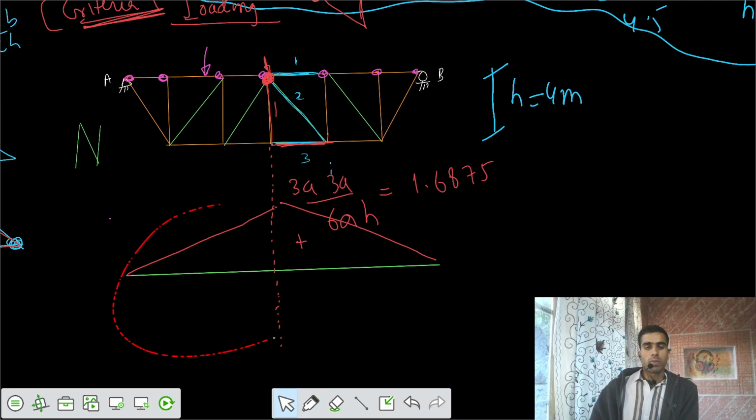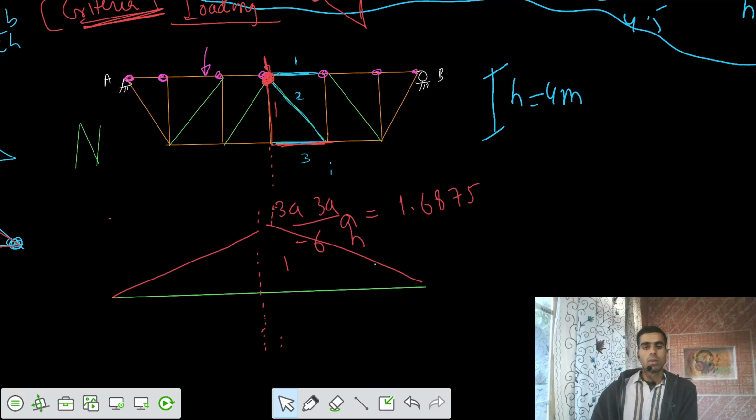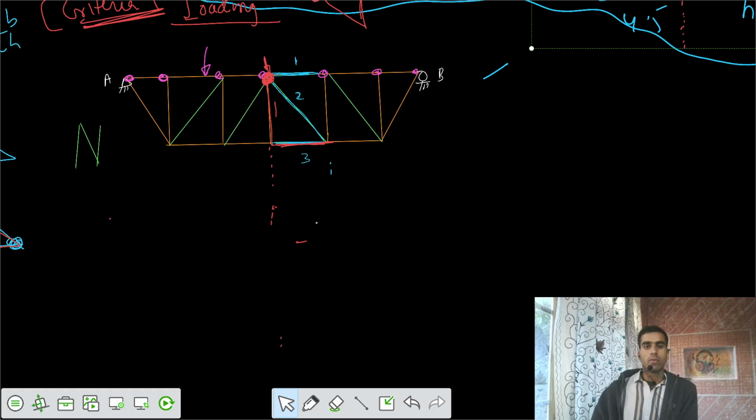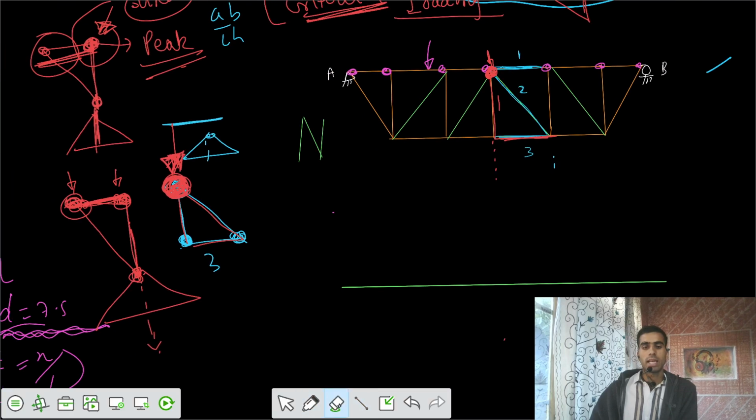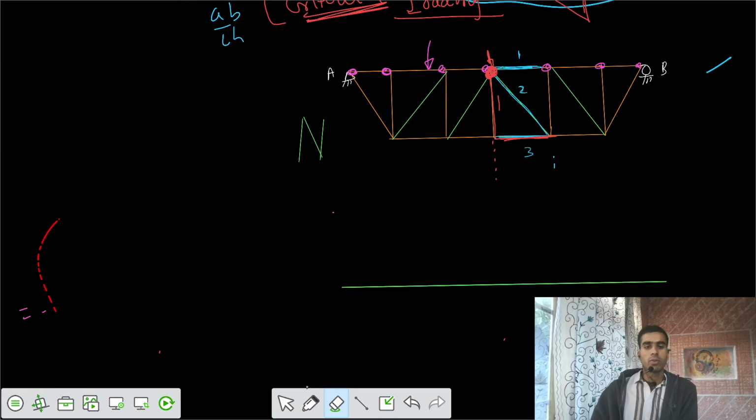Let's keep this part aside for now. Now we're saying what is the third condition. For the third one, let's talk about member 2, that's the diagonal member. So this is your member 2, the diagonal member.